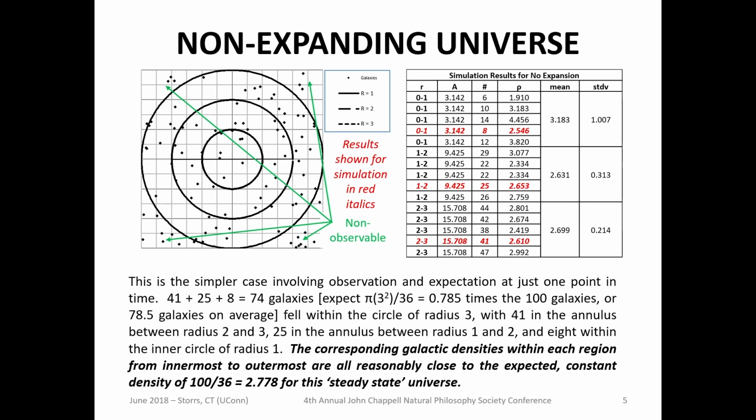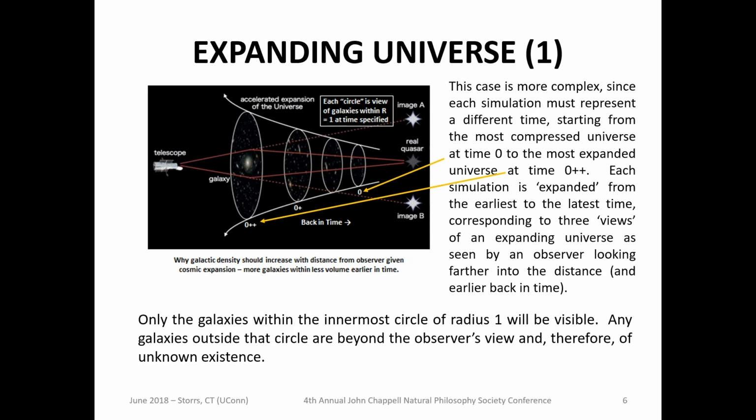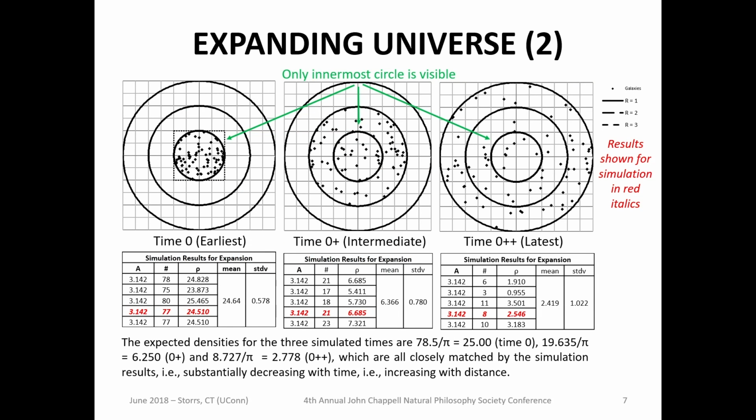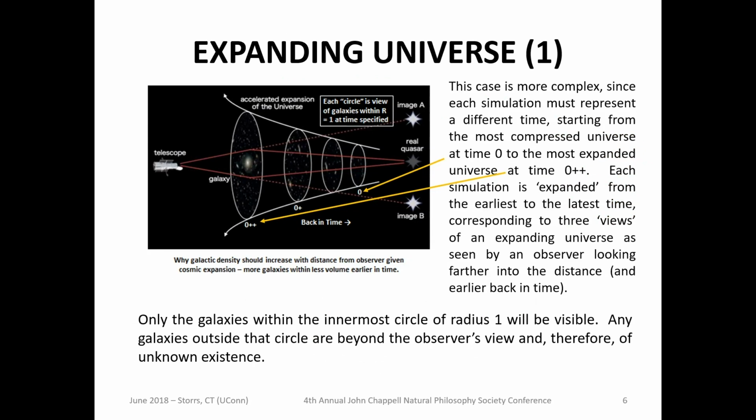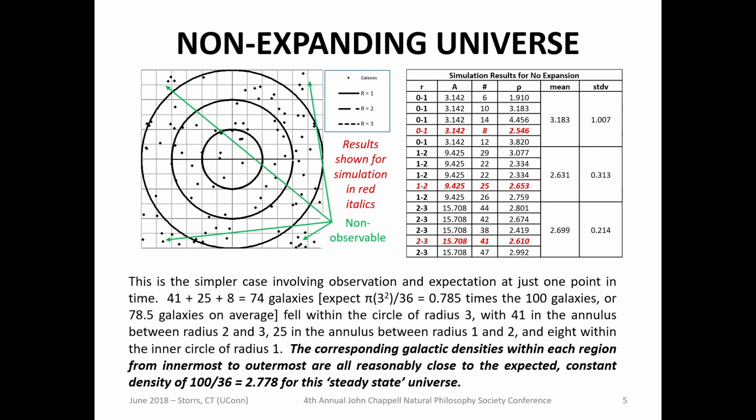And I ran 5 sets of simulations. For each simulation, I counted up the number of galaxies that fell within each of the rings. And what I show here is one of the 5 simulations. This is the results for the simulation results for the ones shown in red here.